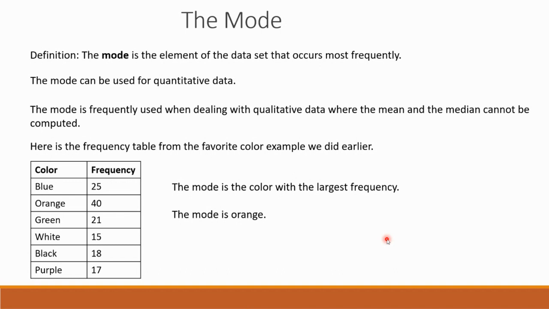It helps us describe data. For instance, from an earlier example with favorite color, this is the frequency table we had, and the mode is the data value with the highest frequency, which in this case would be orange. So the color that came up most often from that survey was orange. That's what the mode is. So that's what a mode is by definition.